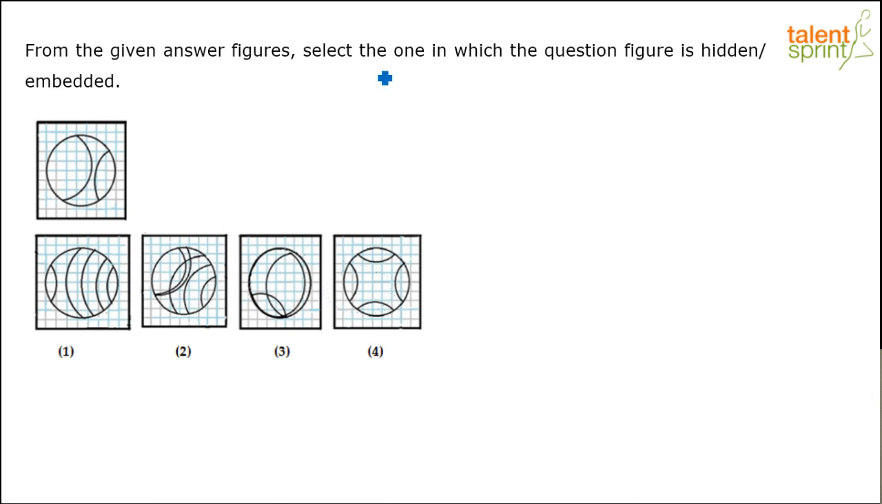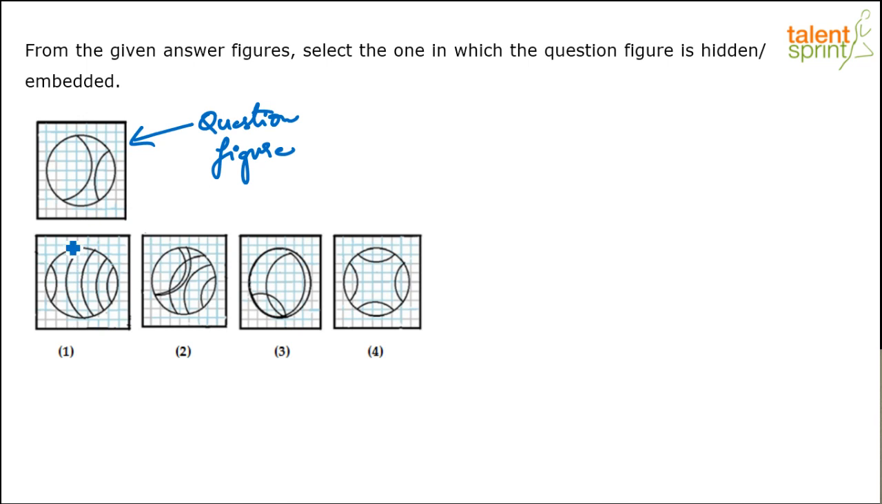From the given answer figure, select the one in which the question figure is hidden or embedded. So this is the question figure basically. What you see here is the question figure. We have to find out in which of these answer options is the question figure embedded or hidden. So try to find out. So we are looking for this shape. In which option is this shape available? So try and do that.